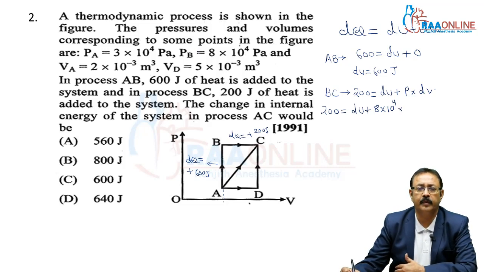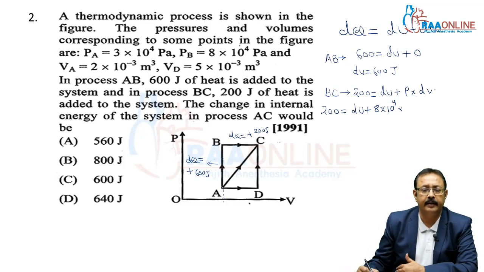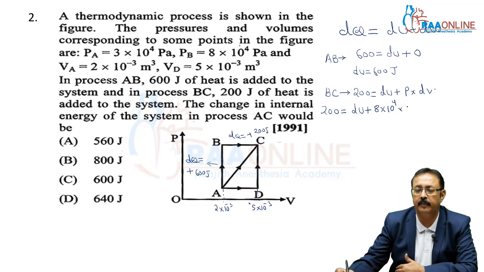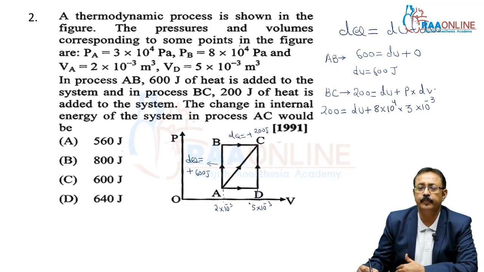Change in volume. Volume at A and B is the same, and it is 2 into 10 to the power minus 3 meter cube. And at C, it is 5 into 10 to the power minus 3. So what is the change in volume from B to C? 5 into 10 to the power minus 3 minus 2 into 10 to the power minus 3. It means 5 minus 2, 3 into 10 to the power minus 3. So what are we getting now?